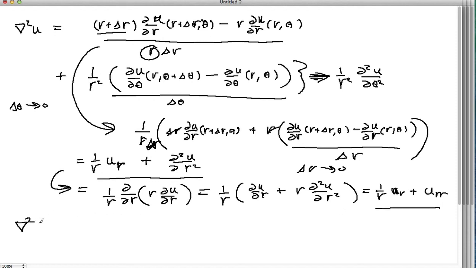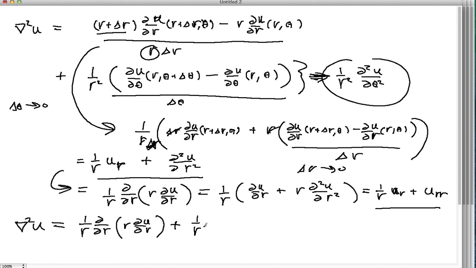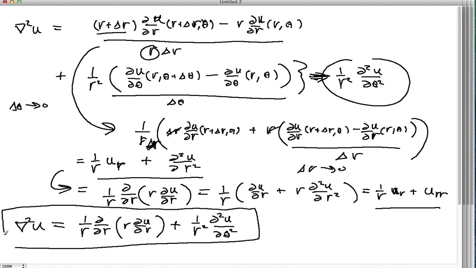So if we put it all together, after we've taken all the limits, the Laplacian we have discovered now is going to be 1 over r, the partial with respect to r, of r times the partial with respect to r again, plus, and here's that term up there, 1 over r squared, the second partial of u with respect to theta. Okay, so that's the formula for the Laplacian in r and theta. So there's your answer.